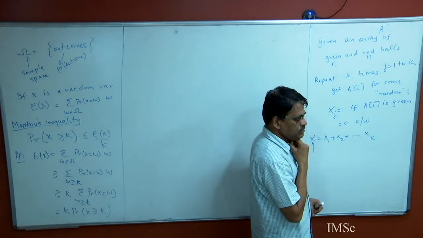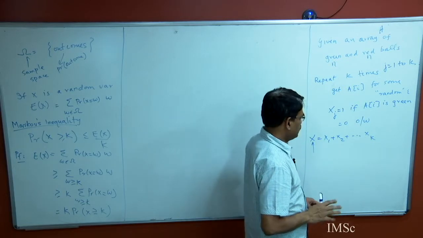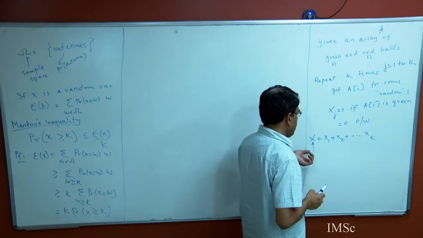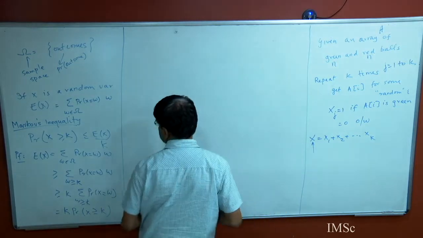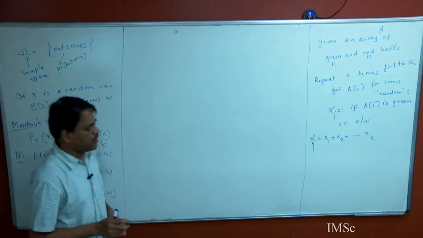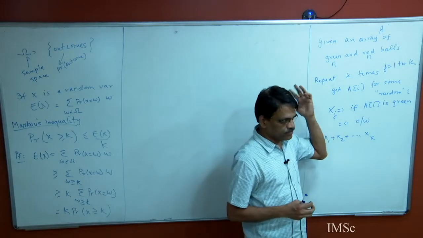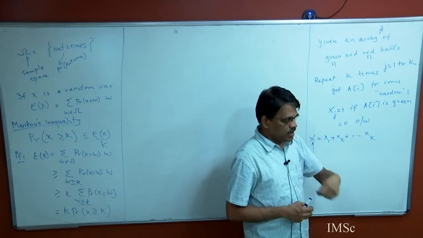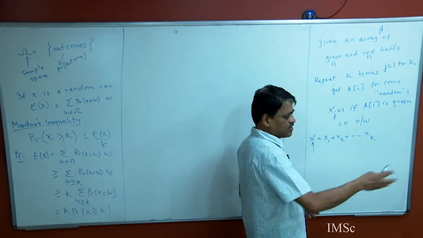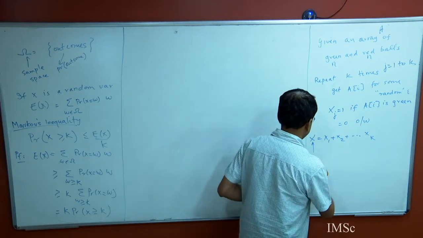k is not random. k is some fixed number, so x is bounded by k. So I want to analyze the value of x. This is my x here. This is a random variable, which is the sum of these. Basically, what is x? x is the number of green balls I got in these k experiments. Okay, so x, as you said, is at most k.